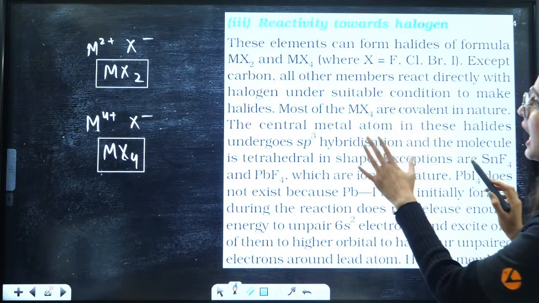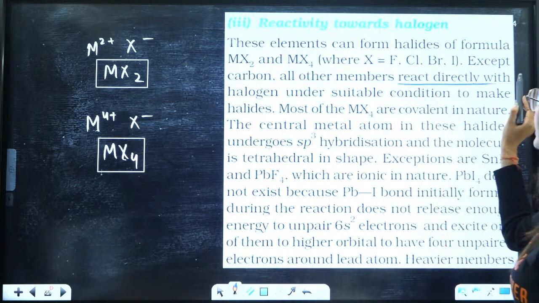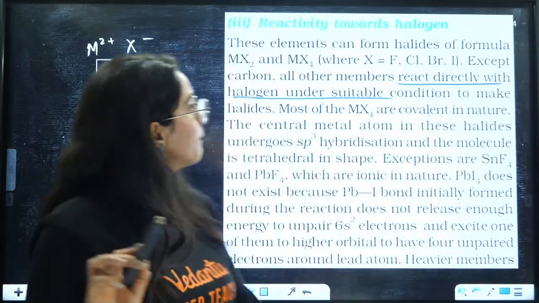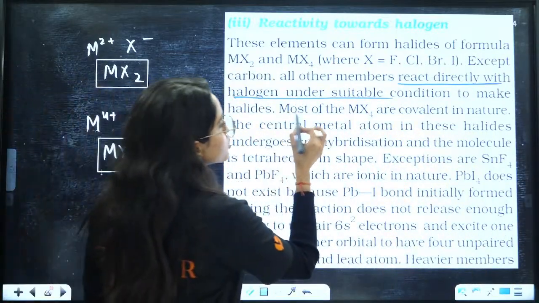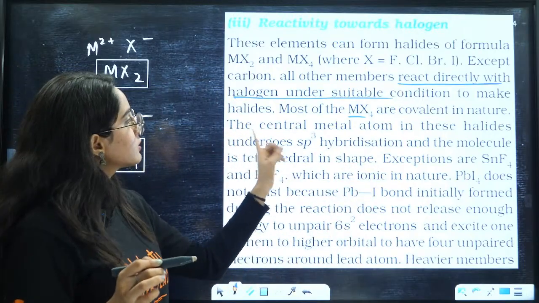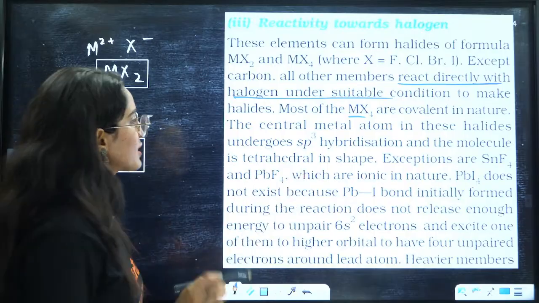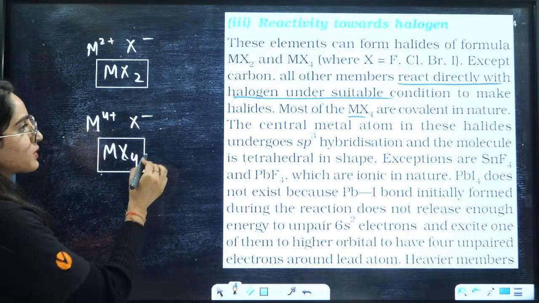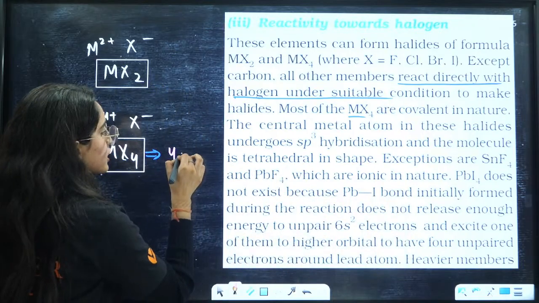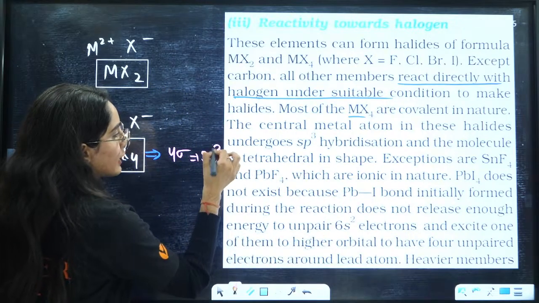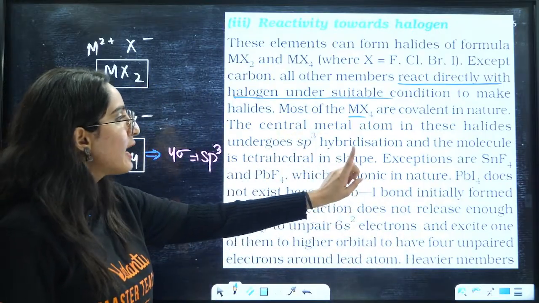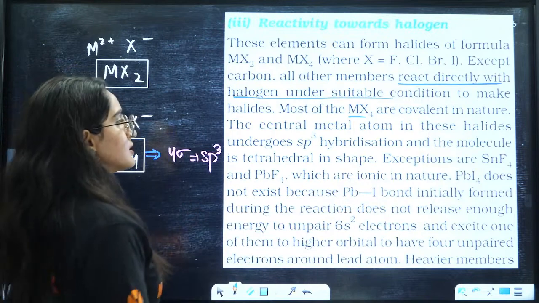Except carbon, all other members react directly with halogen under suitable conditions, right? Most of the MX4 halides are covalent in nature. The central metal atom of these halides undergoes sp3 hybridization. Now, why are we saying sp3? If we talk about MX4, it has 4 sigma bonds. That is why it is sp3 hybridized, right? This you don't need to remember. Exceptions you need to remember, right?